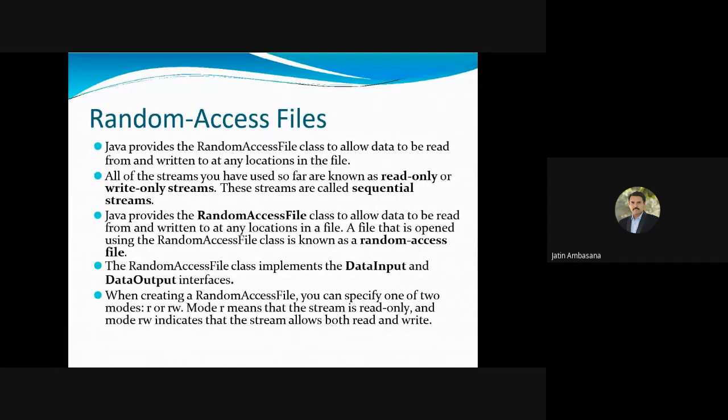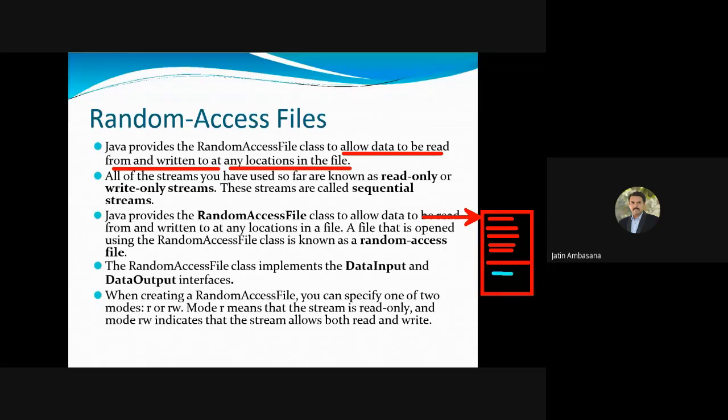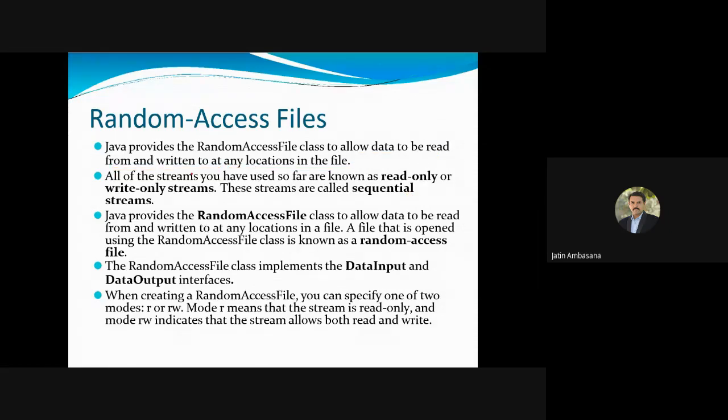Now there is something called random access files. Java provides the random access file class to allow data to be read from and written to any location in the file. So that is random access. Normally what happens is the file is read as a block, it starts from the beginning, and then we go on reading up to the end. Once the end is reached, it returns -1, end of the file. But using this random access file, you can read or write to or from any location.